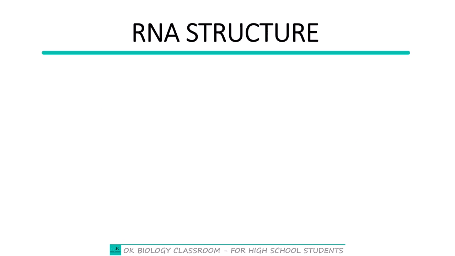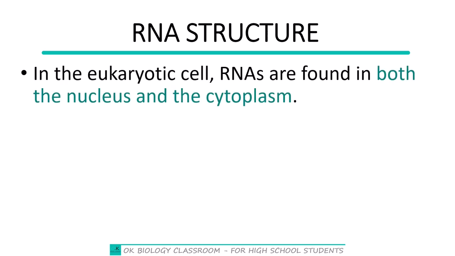Alright. Now we're going to look at the types of RNAs that we have, focusing on the well-known types. But before that, let us also note that in the eukaryotic cell, RNAs are found in both the nucleus and the cytoplasm. Because we are aware that for the eukaryotic cell, the DNA molecule is found mainly in the nucleus. It is found in the nucleus and doesn't move out of the nucleus. But RNAs are found both in the nucleus and in the cytoplasm.